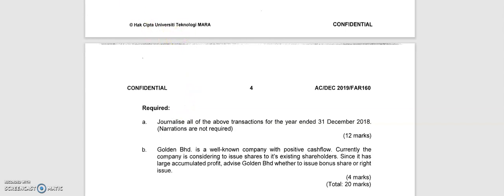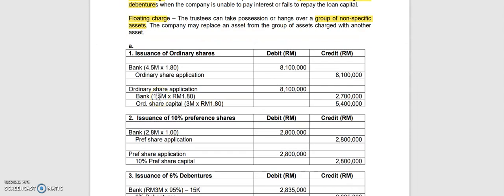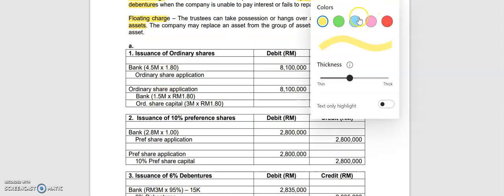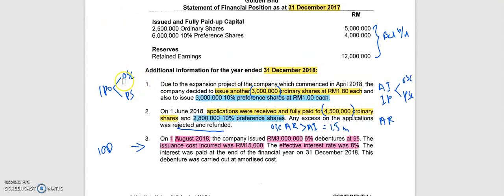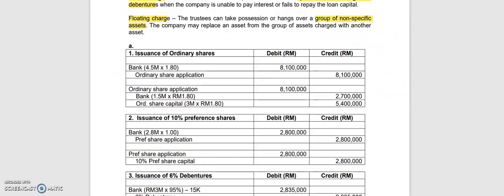Okay, how to prepare the answer? You have to separate the answer according to the transaction. So we start with what? Let us start with the issuance of IPO first. We have IPO, right? So we start with IPO. We have 2 types of IPO. One is ordinary, one is preference. Okay, so this is step number 1.